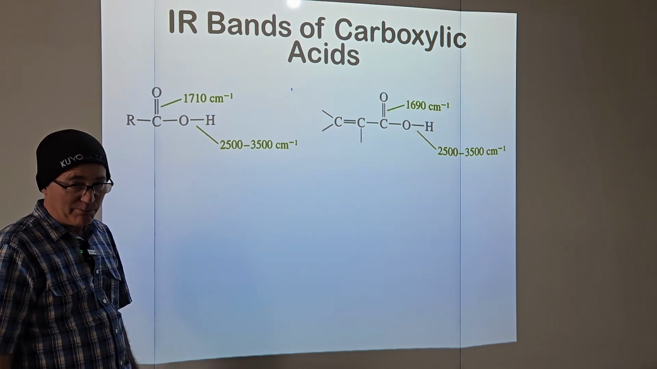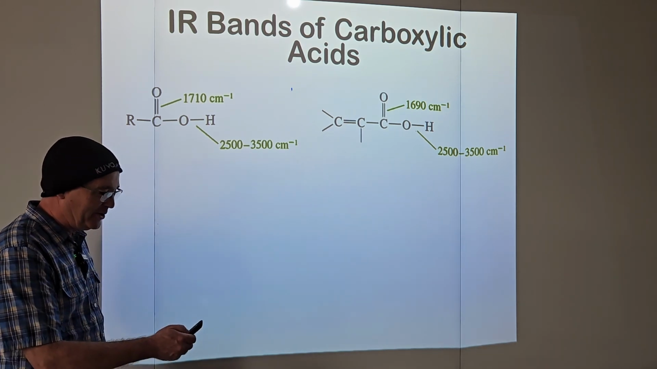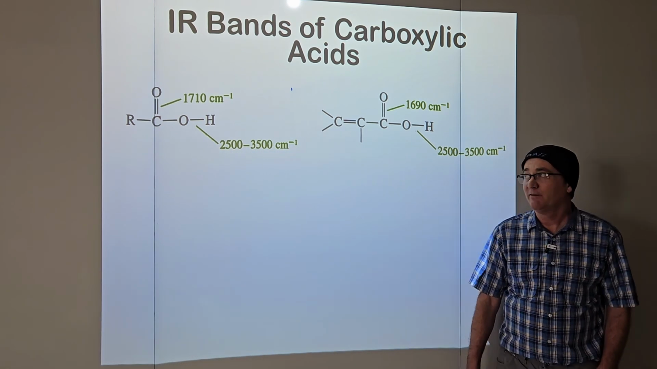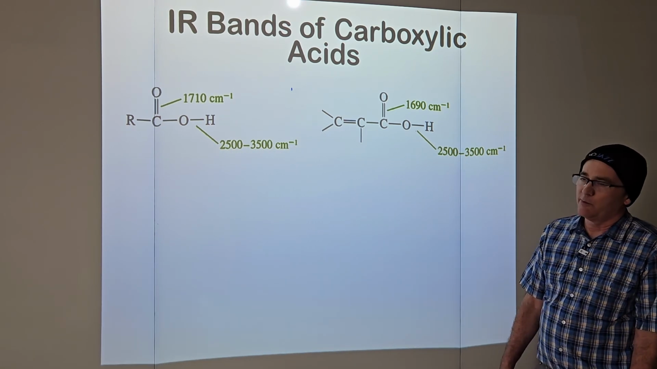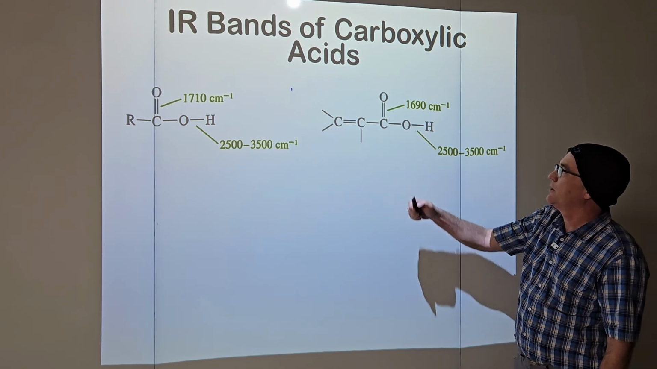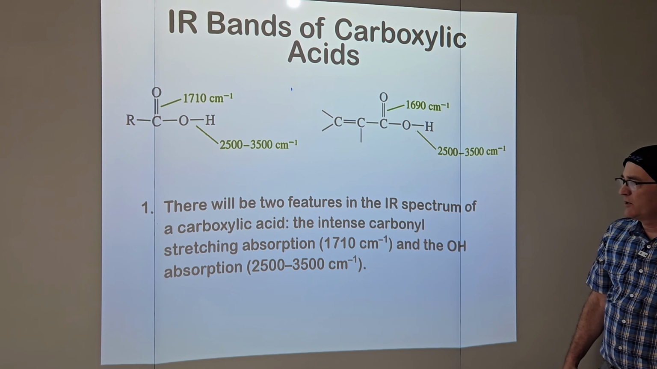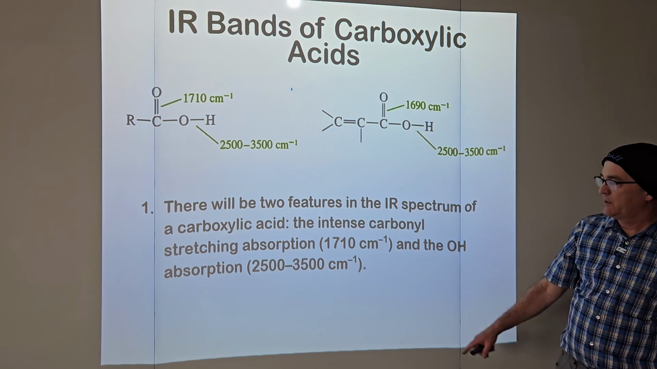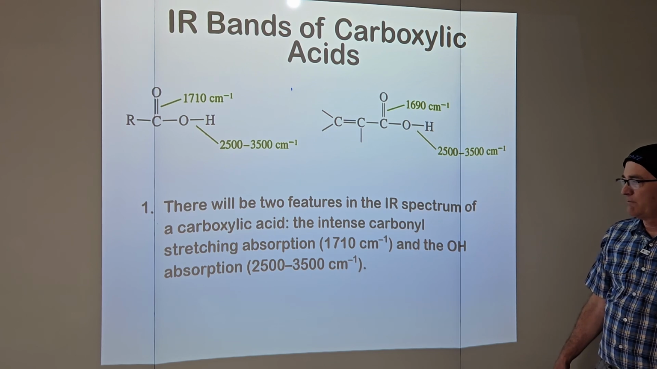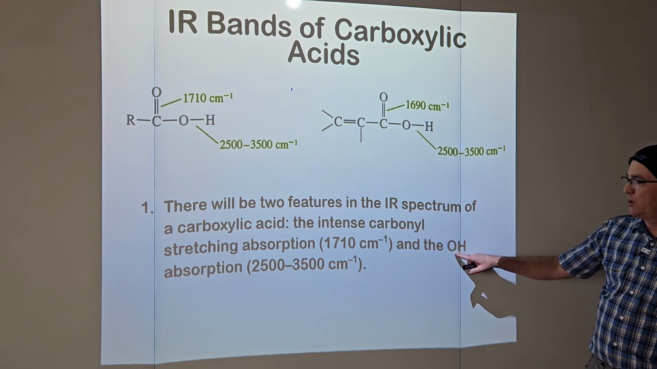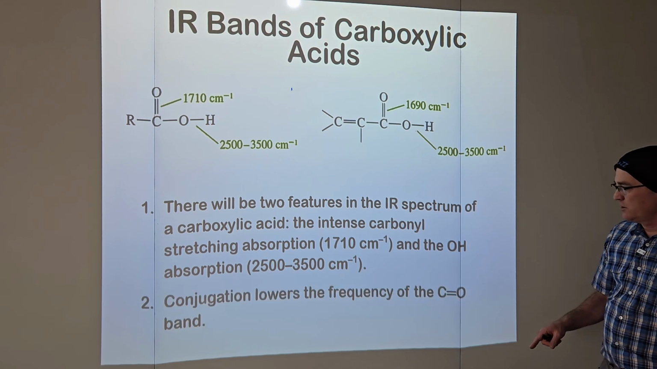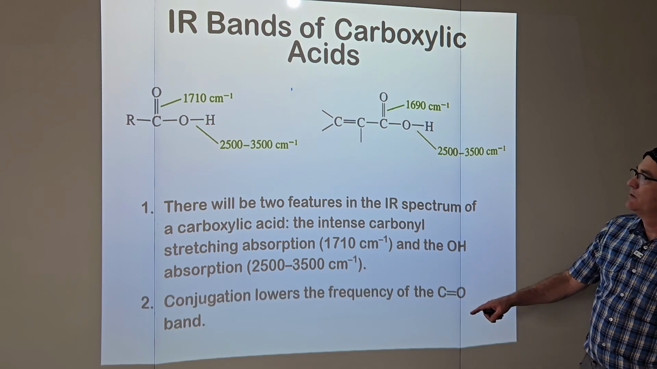So I said this chapter was exciting because of all the review things you should know, but it's the end of the semester. You need a good review. So carbonyl carbon, I always think about 1720, give or take. There's 2 features in the IR spectrum of a carboxylic acid. A big, intense peak, normally the most intense, goes all the way down to the bottom. And the big, wide OH peak.